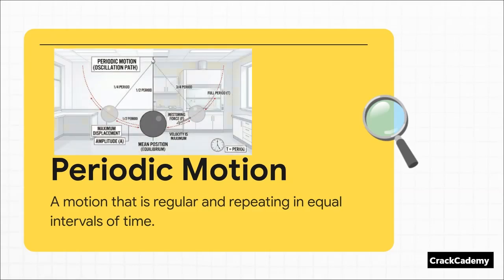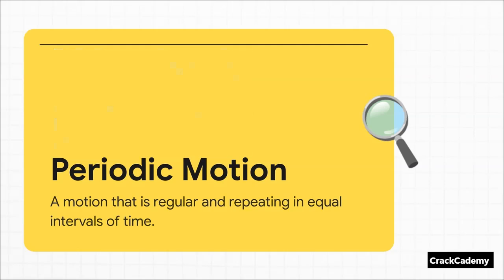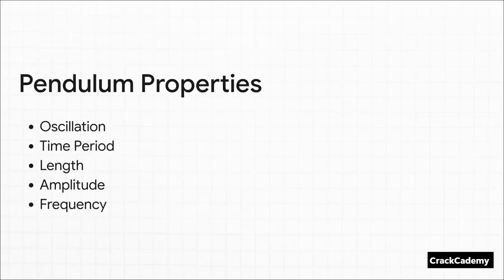Now, once you pull that bob back and let it go, two things kick in. Gravity pulls it down toward the center, but its own inertia carries it right on through to the other side. This creates a regular, back-and-forth motion that repeats in perfectly equal intervals of time. We call this periodic motion. Whether we're talking about a pendulum or the Earth revolving around the sun, periodic motion is all about that repeating rhythm.